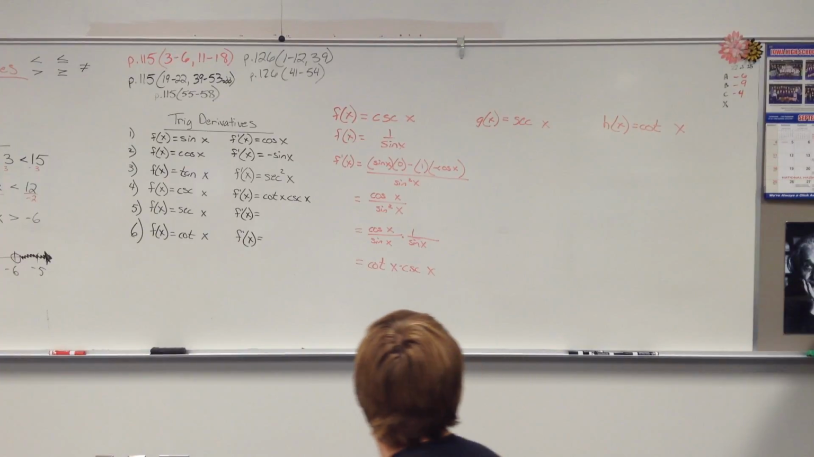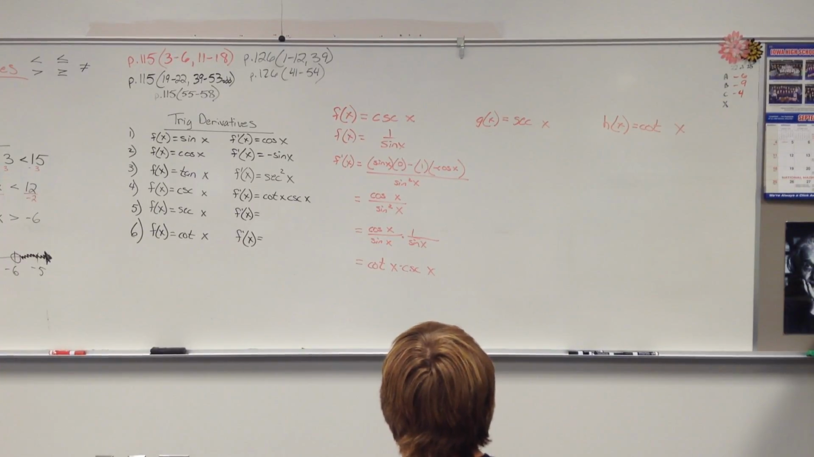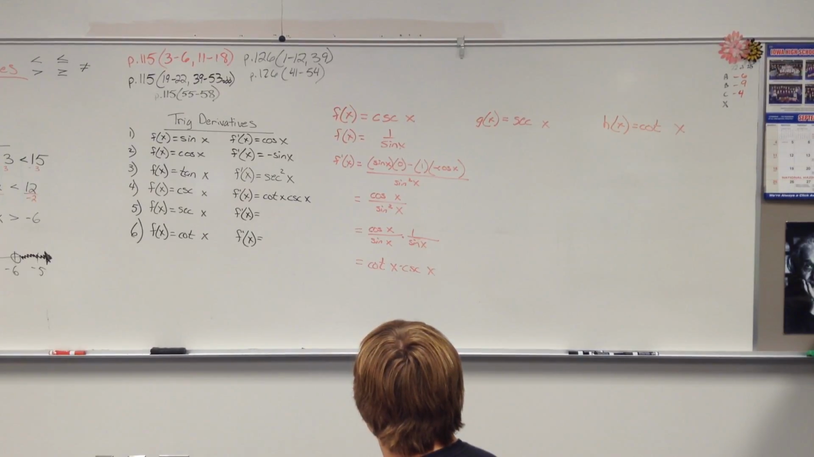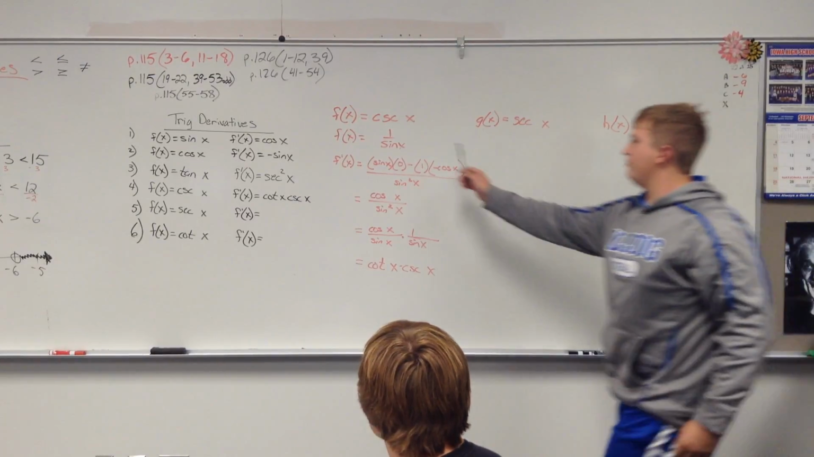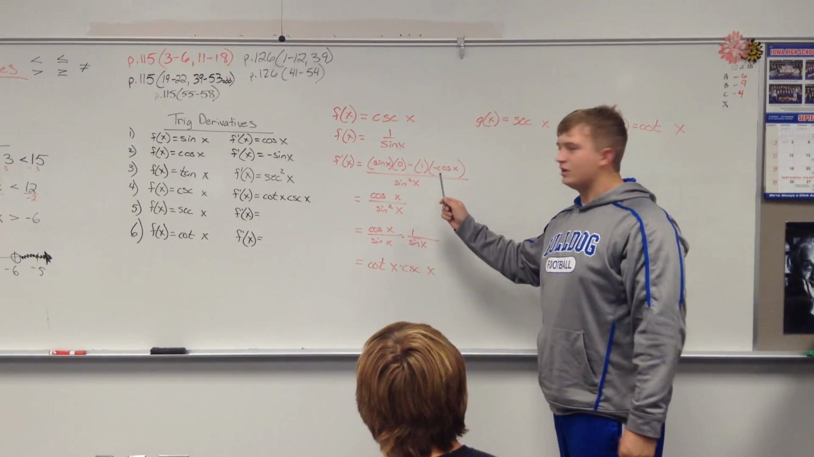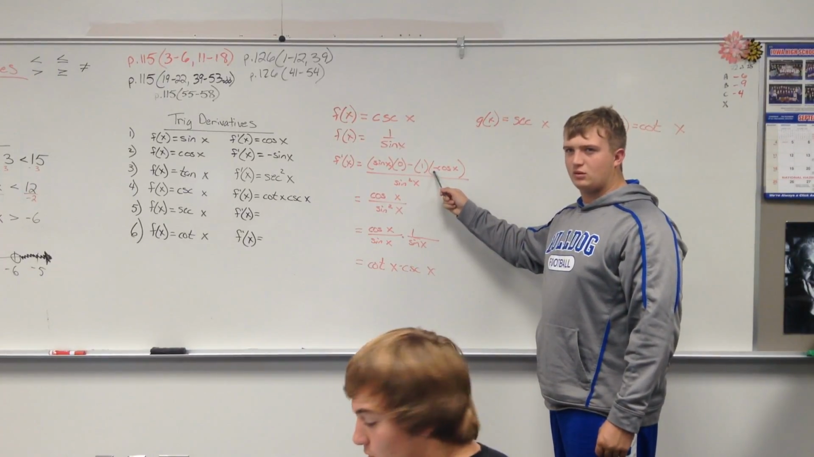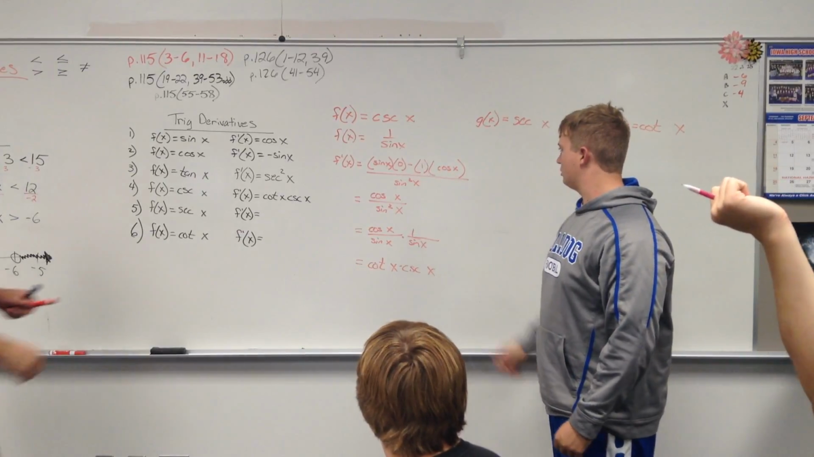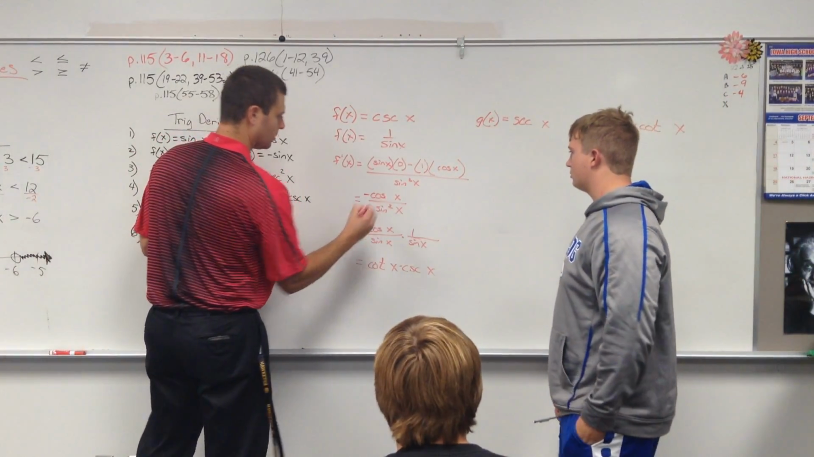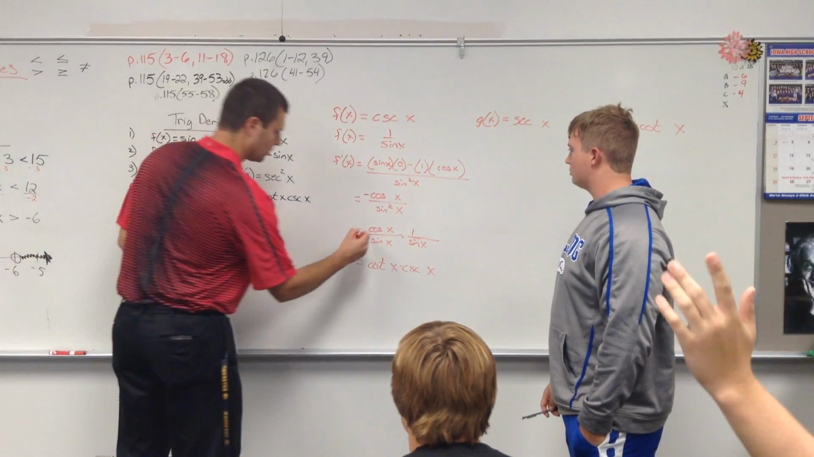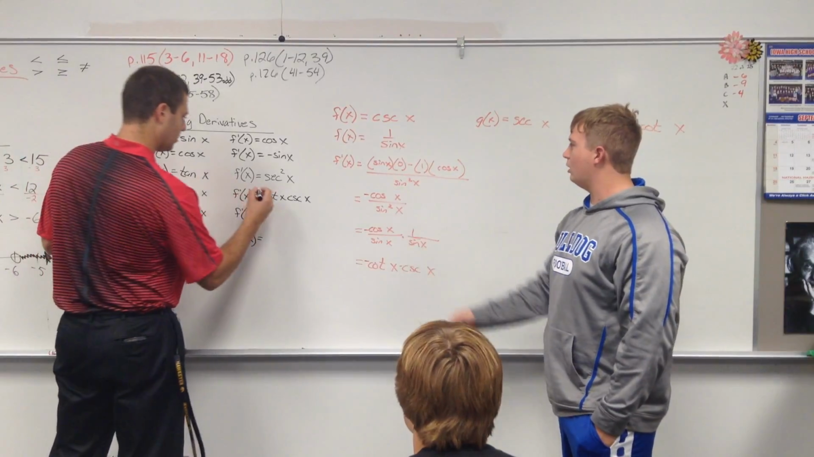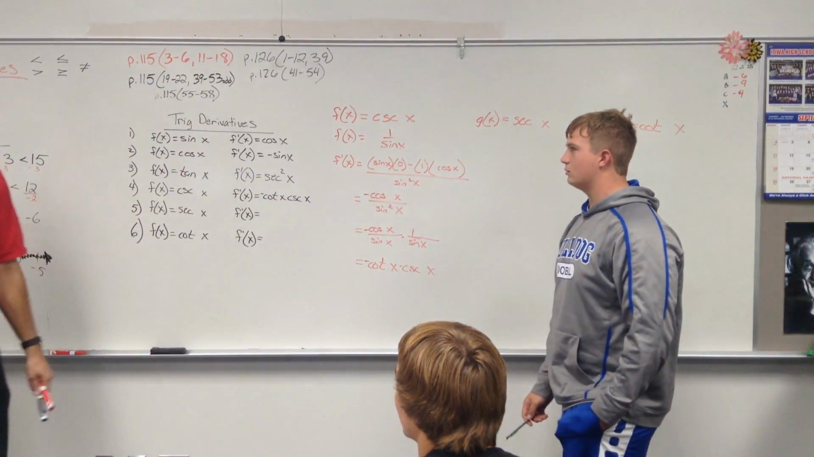Why is it cosine? Isn't the derivative just cosine? Wait, no. Yeah, you're right. Cosecant is 1 over sine, so the derivative of that would be 1 over negative cosine.